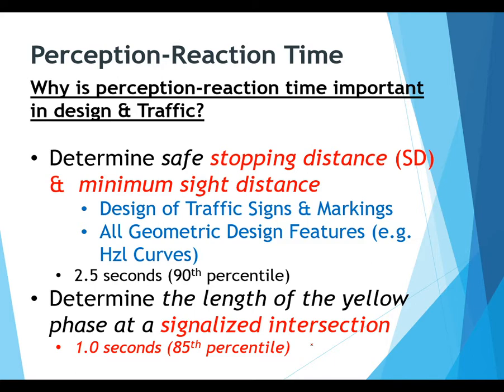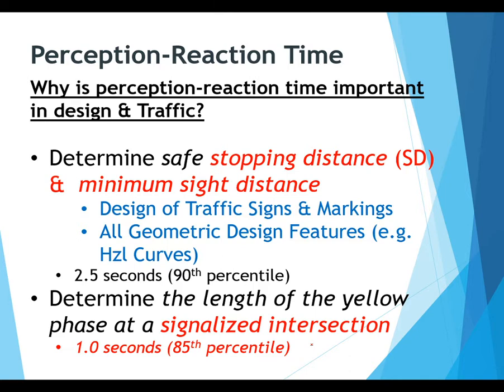So the main thing, we've been using this a lot, I know that we have talked about this, is why is perception action time important? Because we define, number one, your stopping distance and other distances that we use throughout our design. Do we need this in traffic engineering? Of course we do, because we're still working on the road, but we're going to do it in a different approach here. So we're going to determine the safe stopping sight distance and minimum sight distance. We use it to design traffic signs, the location of signs, and how you put the markings.